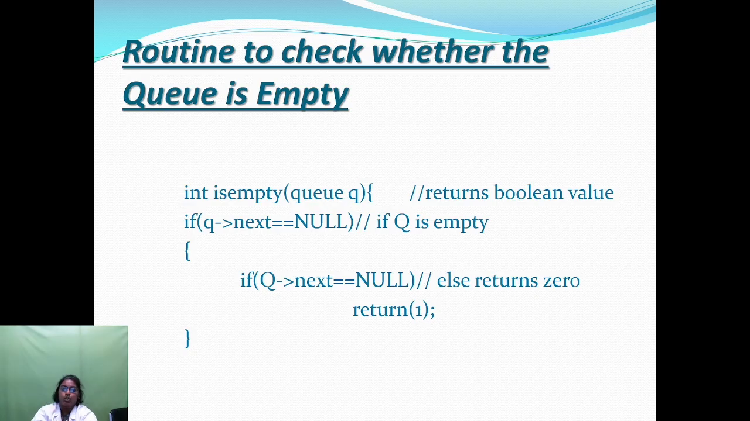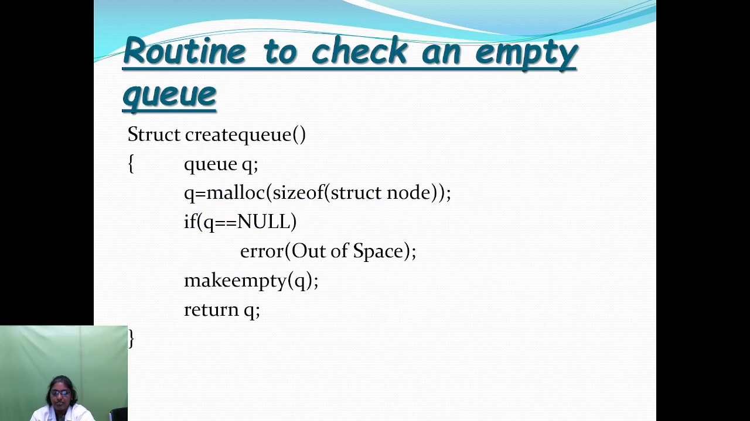This is the routine for checking whether it is empty or not. We are going to check if Q of next is equal to null. If it is not null, we are going to return 0. If both values are null, we are going to return 1, so we will come to know the queue is empty. Next, we are going to create a queue. For an empty queue, we are going to allocate some space, with memory allocated according to the structure of a node. If Q is equal to null, it is out of space.